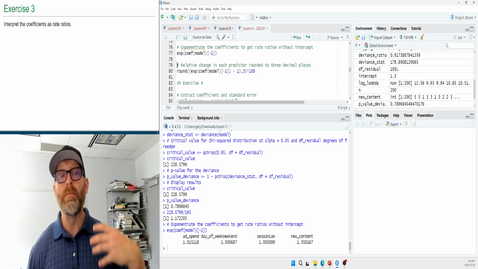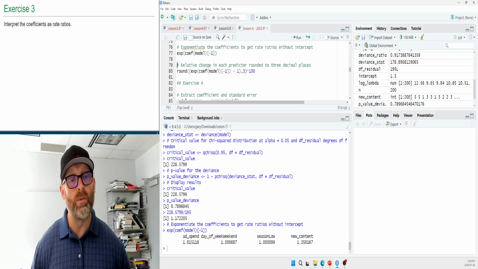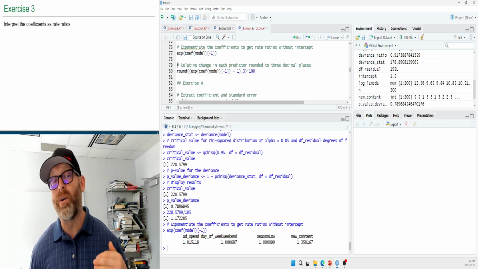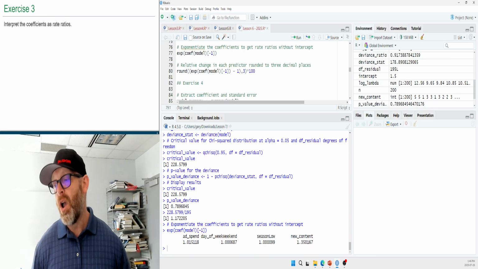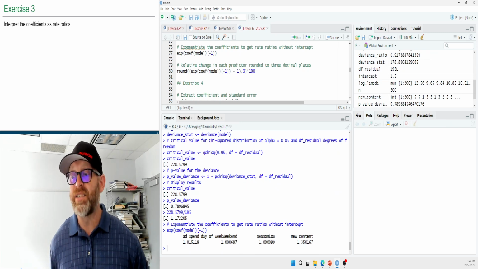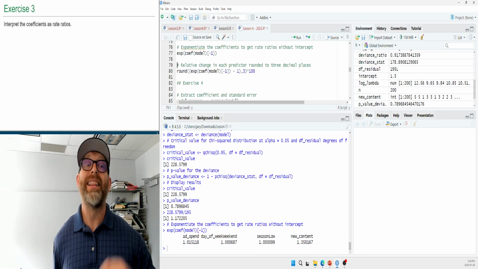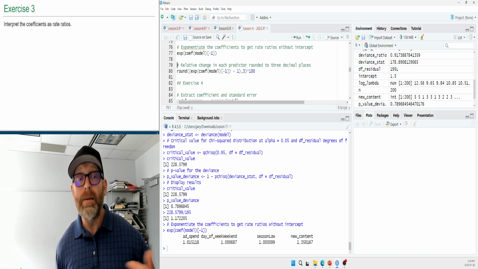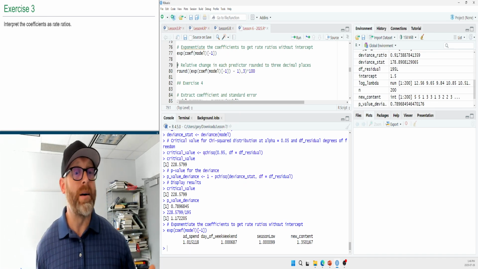So again, if we spend more in advertising, or 1 more unit of advertising, we're only going to see a 1.5% increase in traffic. Whereas if we put new content up there, 1 piece of new content is going to increase by 35%. That is a massive increase in comparison. So that's all about understanding the coefficients.